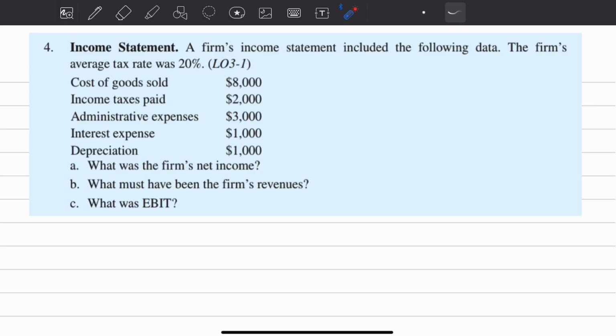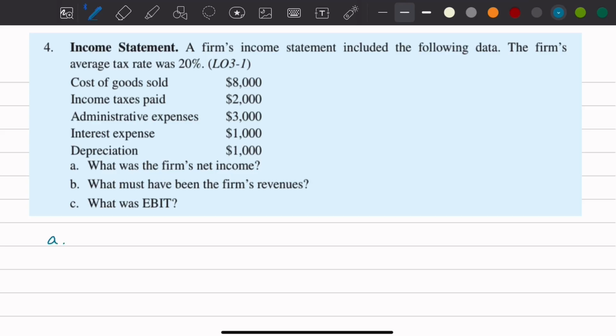And then the question is requiring three things from us. A, what was the firm's net income? B, what must have been the firm's revenues? And C, what was EBIT, or earnings before interest and tax? So let's start with A. A wants us to find the firm's net income, right?